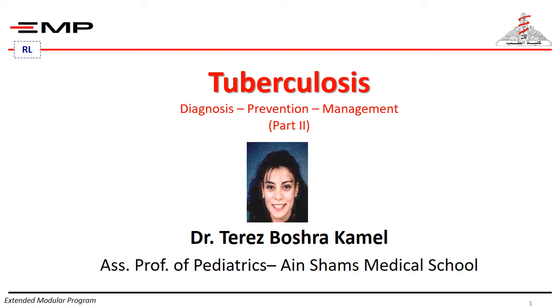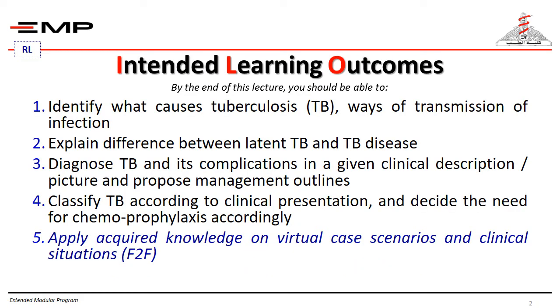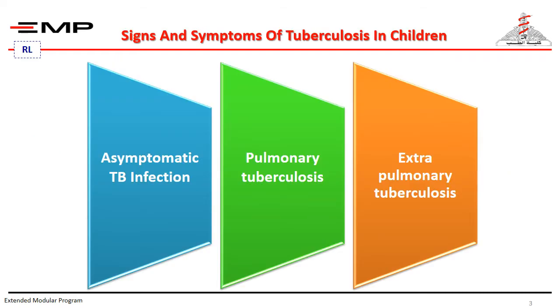Talking to you about part 2 of tuberculosis. In this part we'll speak about the clinical pictures of different pulmonary and extrapulmonary tuberculosis. So signs and symptoms of tuberculosis in children depend on being latent TB infection, which is an asymptomatic disease, pulmonary tuberculosis, or extrapulmonary tuberculosis.